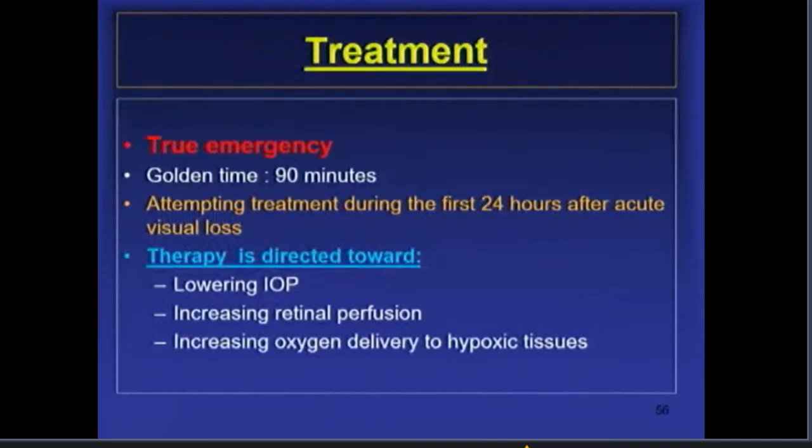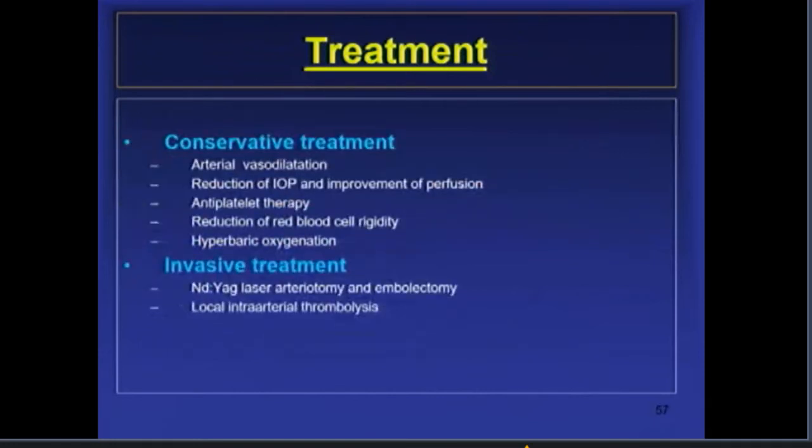Treatment is usually considered a true emergency in this patient, with a golden time of 90 minutes, and attempting treatment during the first 24 hours after the acute visual loss. The therapy is directed towards three simple and basic things: to lower the intraocular pressure, to increase retinal perfusion, and to increase oxygen delivery to the hypoxic area. Each one of these has its own maneuver to follow.